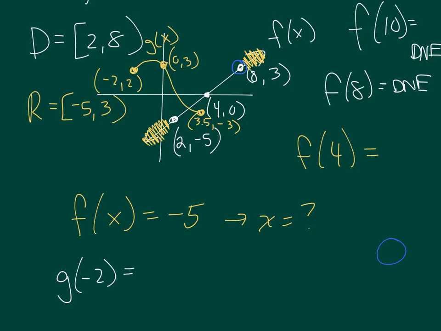Will? Yeah, it's just 2. And where does Will get that? He gets it right here, on this endpoint. When x is -2, y is 2 for the g function. That's this right here. That's what that statement says.